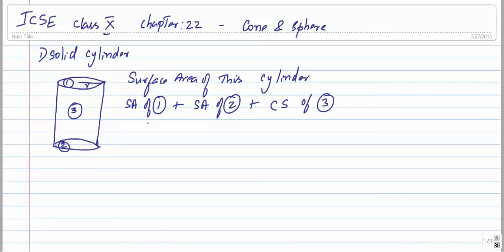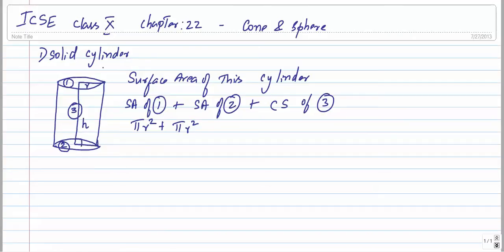Are we clear about this? What is surface area of 1? That is pi r square, this top area, and the bottom area will be plus another pi r square. And let me call the height of the cylinder to be h.